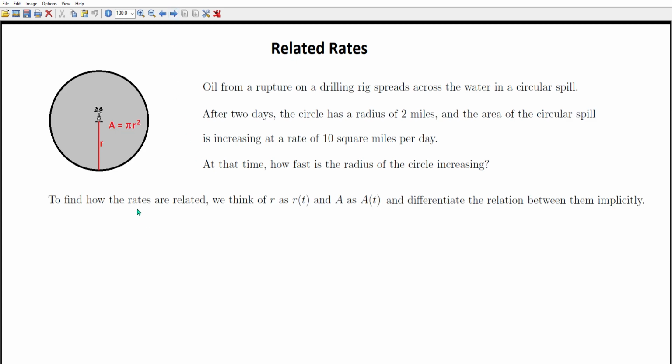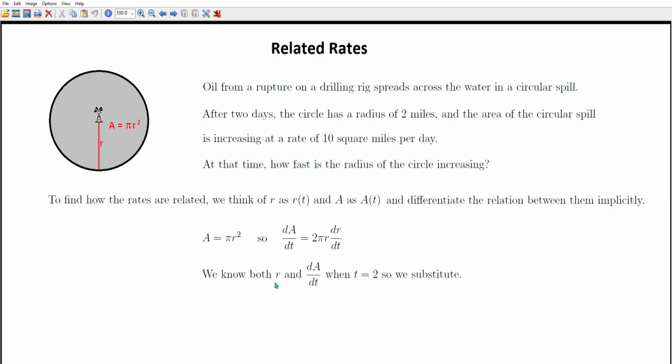To find out how these rates are related, we're going to think of r as r(t), some unknown function of t, and A as A(t), another unknown function of t, and differentiate the relationship between them implicitly. That relationship is A equals pi r squared. So the derivative of A with respect to t is going to equal the derivative of this side with respect to t, which is pi times the derivative of r squared. And the derivative of r squared is going to be a chain rule. We're going to get 2r times the derivative of r with respect to t.